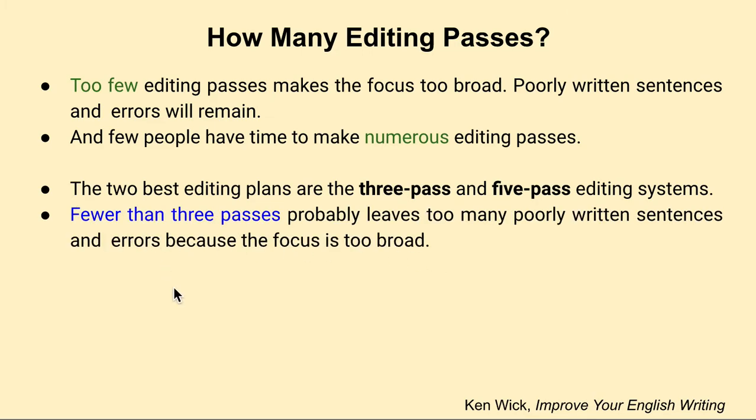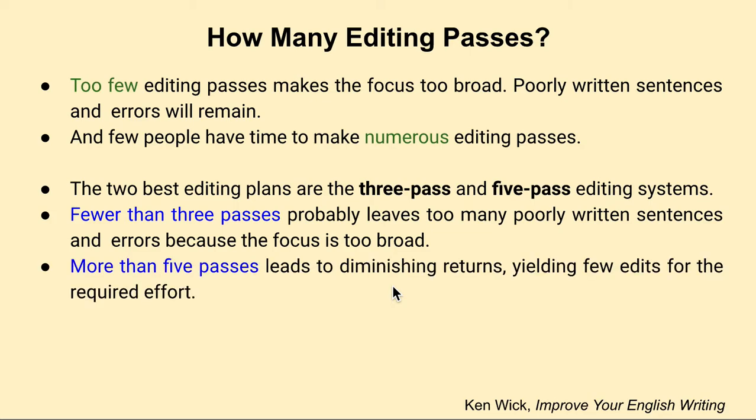Fewer than 3 passes basically is too few. And once again, you're just going to leave errors, and you're going to leave too many errors in the document. And that's going to be punctuation errors or things that are just poorly written. But more than 5 passes leads to what I call diminishing returns. Basically, you're getting too few edits for the required effort. So hopefully this makes sense.